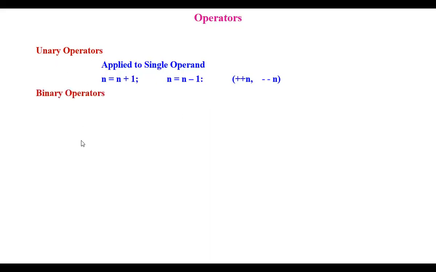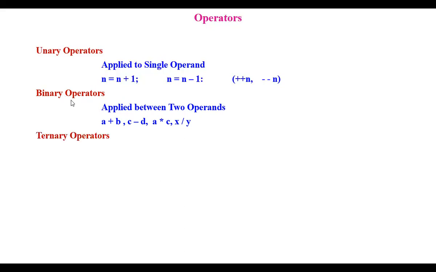Next one is binary operators. Binary means 2. When you have 2 operands, we call it binary operators. That means applied between 2 operands, like A plus B. A is one operand, B is another operand. These 2 are added, subtracted, multiplied, divided. In all these cases, we have 2 operands, and because we have 2 operands, we call them binary operators.